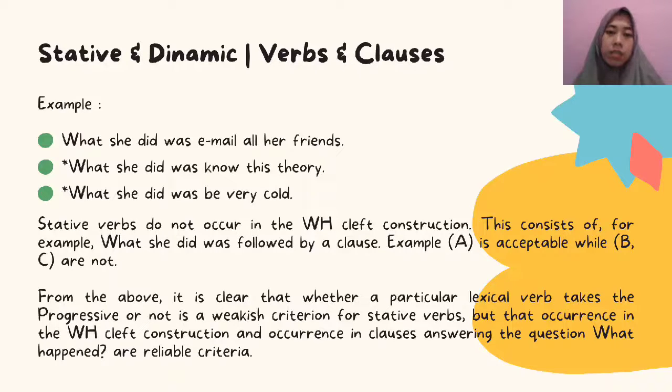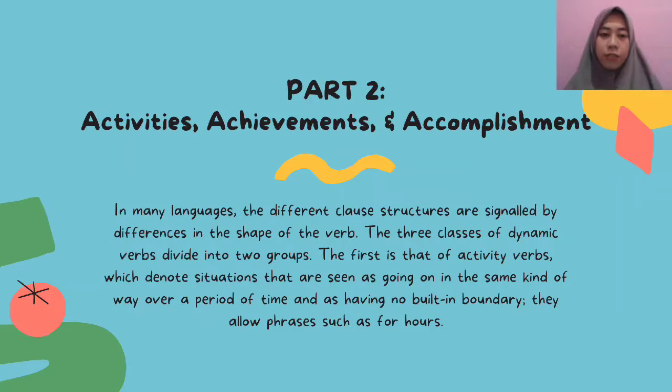From the above, it is clear that whether a particular lexical verb takes the progressive or not is a weakish criterion for stative verbs. But occurrence in the WH cleft construction and occurrence in clauses answering the question "what happened?" are reliable criteria.